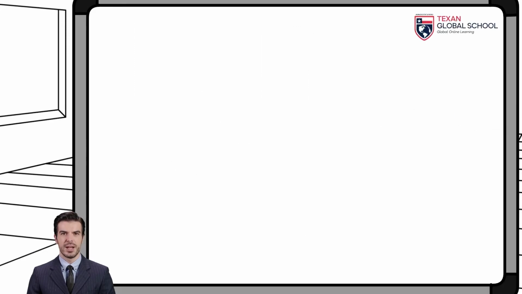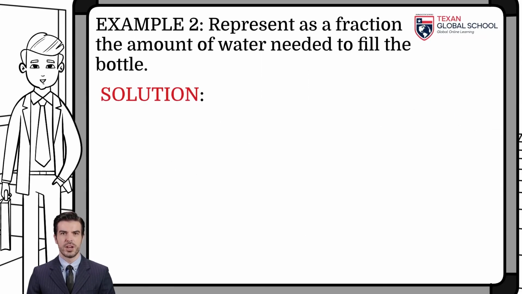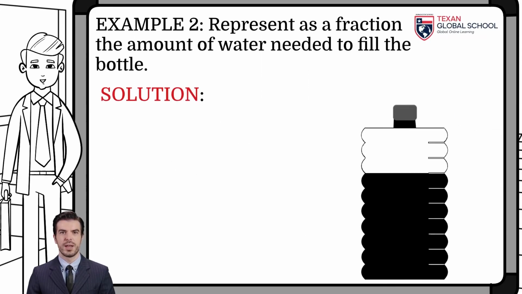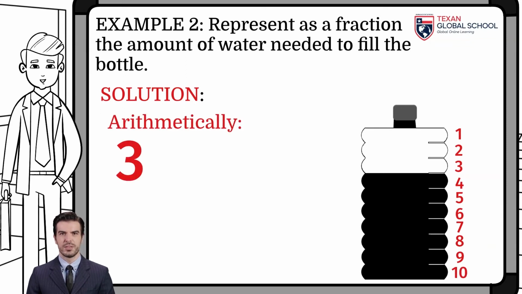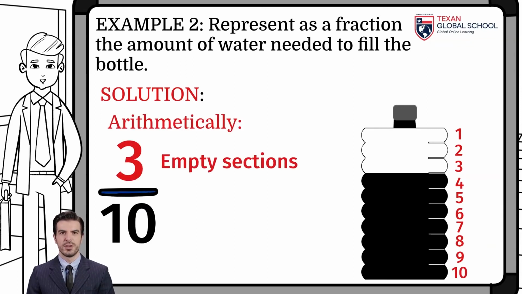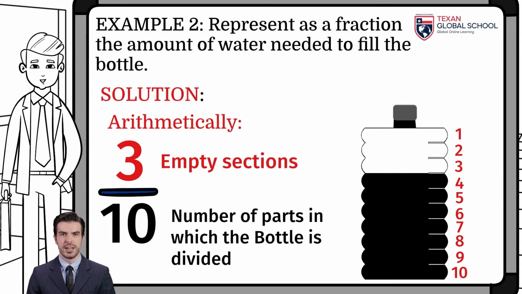Let's look at another example. Let us represent as a fraction the amount of water needed to fill the bottle. As we can see, the bottle is missing 3 units to fill. That will be our numerator. Moreover, the total number of units for the bottle to fill is 10. That will be our denominator. So, the fraction is 3 over 10 or 3/10.